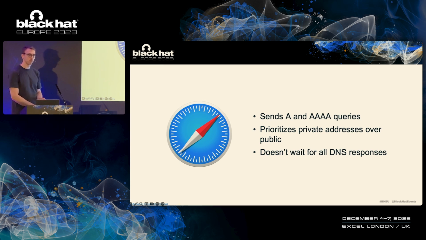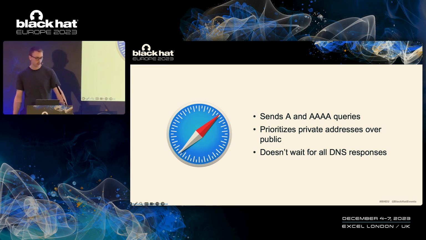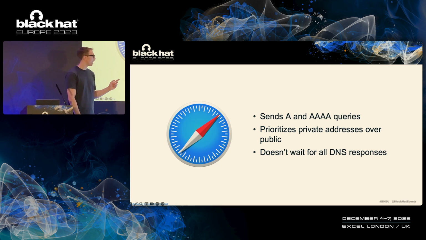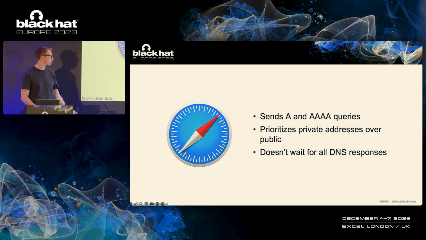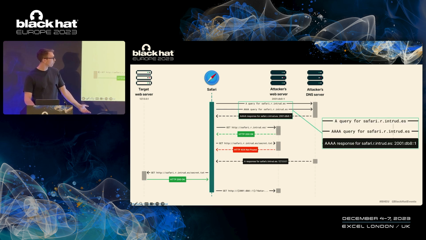As I've said, when you load a website in Safari, you'll send both A and quad A queries for IPv4 and IPv6 addresses. And Safari prioritizes the private address over the public one when it has two addresses to pick from. Now, the interesting behavior in Safari that we can exploit is that it doesn't wait for all DNS responses to come back. As soon as it has one DNS response back, it starts sending requests to try and load the page as fast as possible. So this gives us everything we need to exploit Safari.